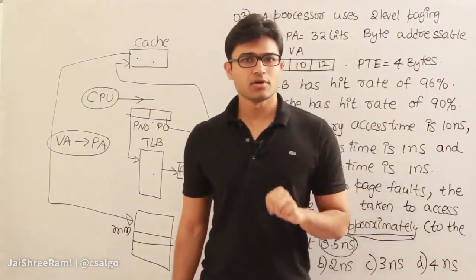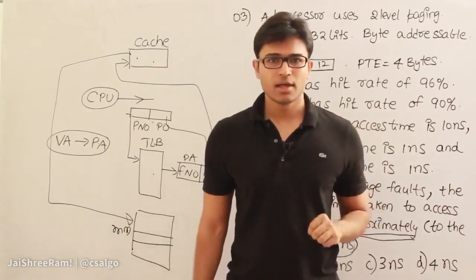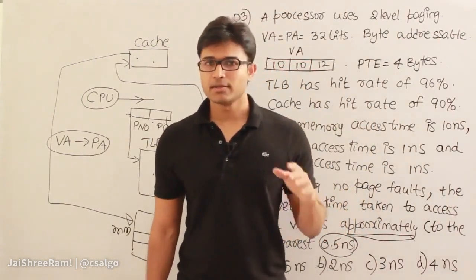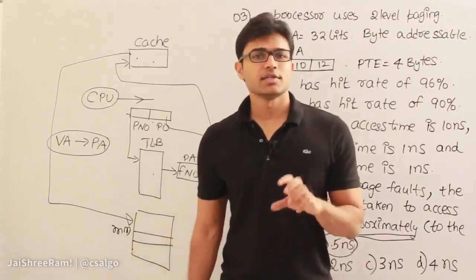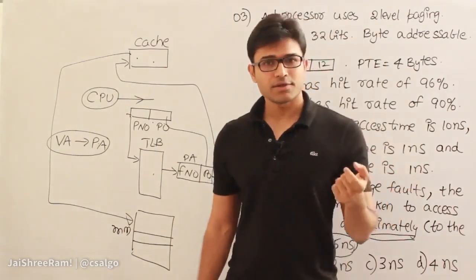For that, TLB is going to be useful. In case the TLB does not contain it, we have to go to the main memory, and there we have to do it two times because it is a two-level page table. And the second thing is, once we get the physical address, we have to go to the main memory and get the word. But cache helps there.